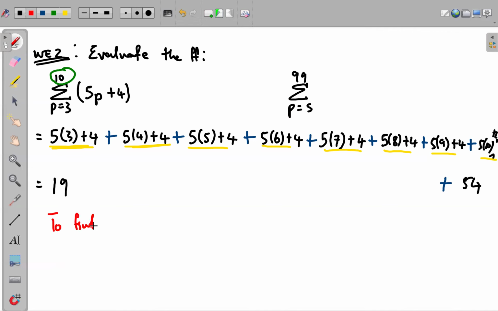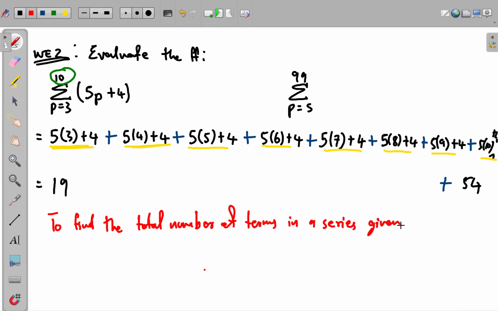Or to find, to know, or to determine the number of terms, I must maybe say the total number of terms in a series expressed in sigma notation. Or maybe let me write it like: number of terms for a series expressed in sigma notation.